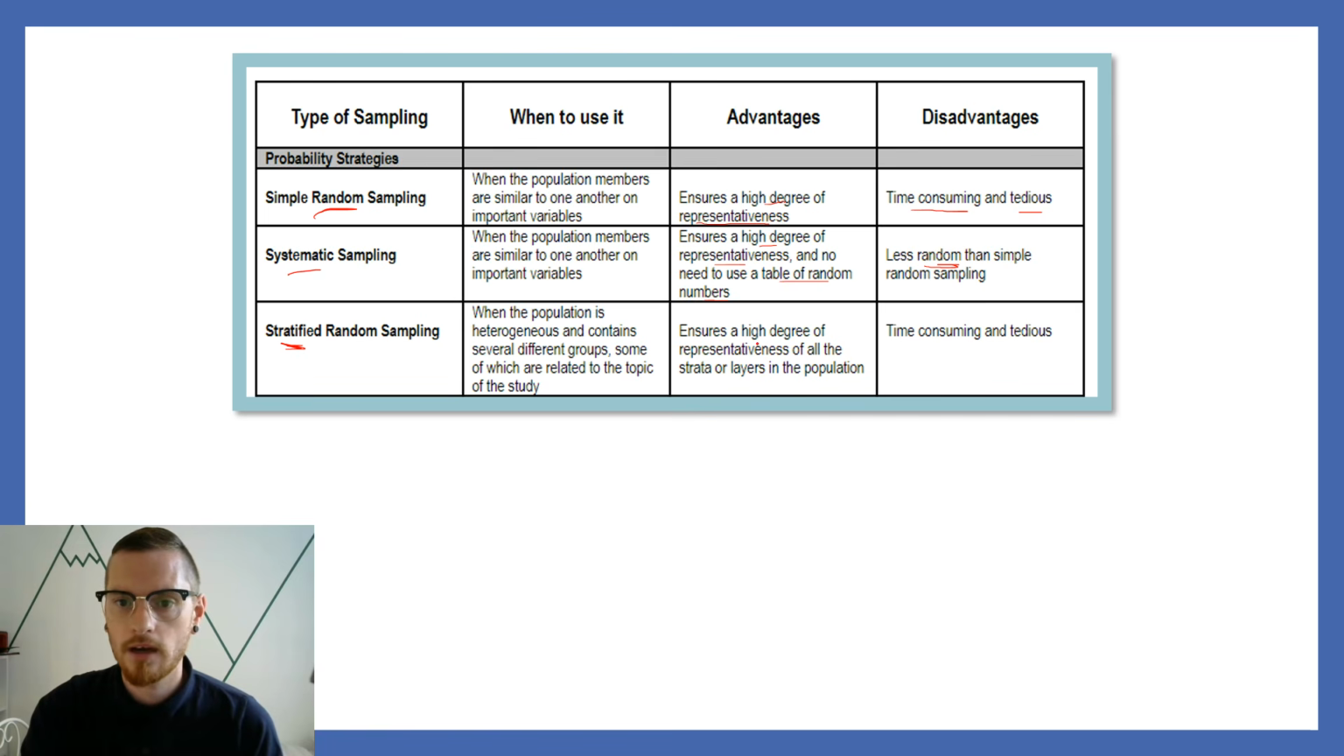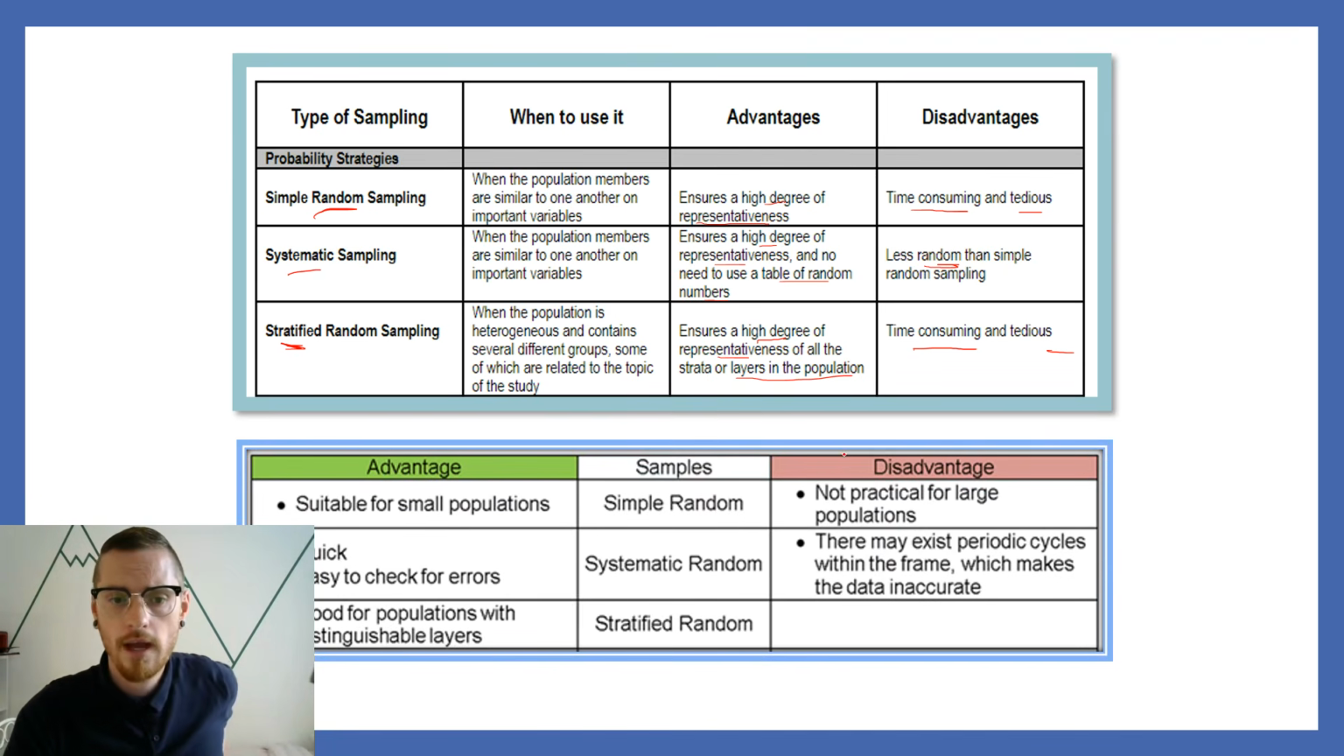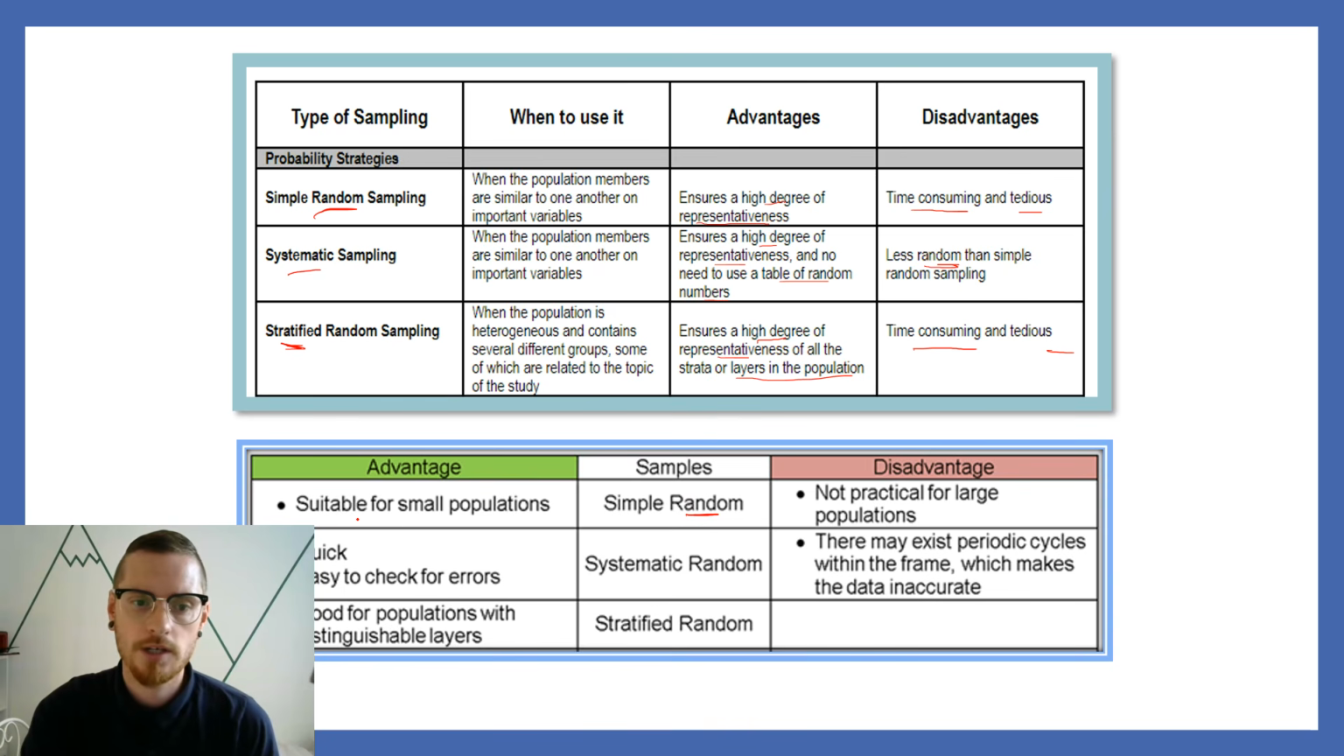Last one, stratified, again gives us a high degree of representativeness because it shows us the different layers of a population. But this is time consuming and tedious to carry out. Other way to look at this, we've got a sample down here. Random advantages, it's very good for smaller populations, but it becomes very time consuming to carry out for larger populations.